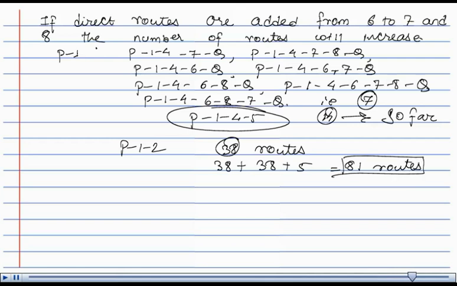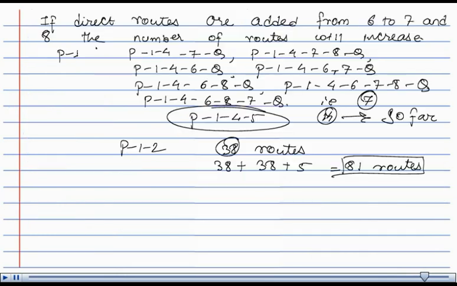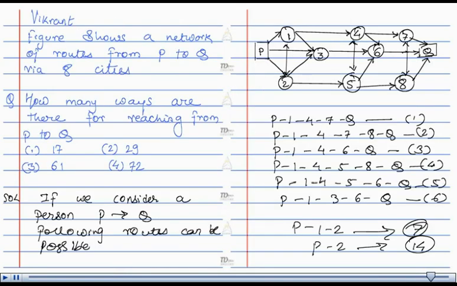So, if we consider the path to reach from P to Q, we have already discussed that in this particular case, the number of routes possible will be 29. So, the answer is second.